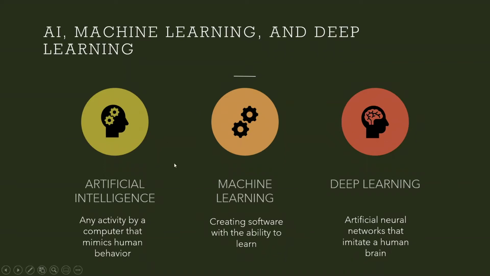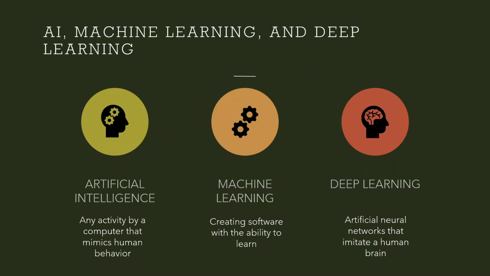Now, when it comes to artificial intelligence, it's a very, very general term that denotes any activity by a computer that mimics human behavior. It is all about using technology to make a machine think, learn, adapt, and reason just like a human.